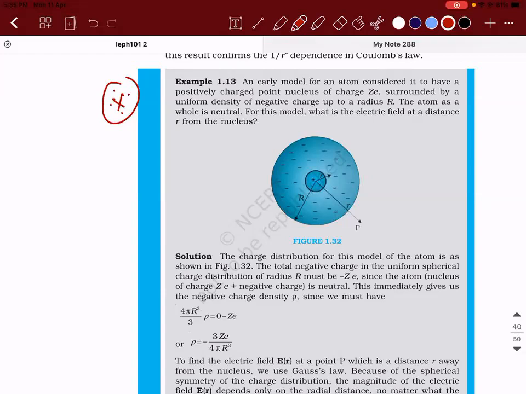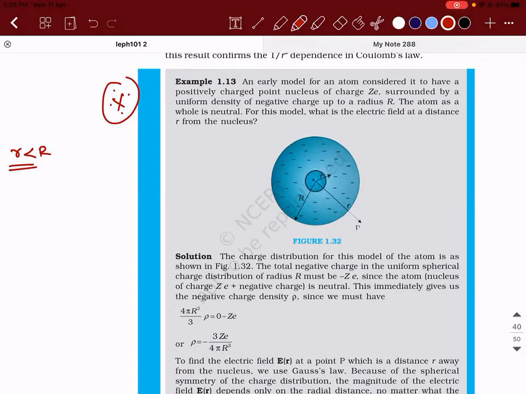Okay, you can consider a Gaussian surface, right? Where will you consider? Inside and outside. Okay. So first I can consider a point r less than capital R. So when I say small r is less than capital R, where is it considered? It is considered inside.